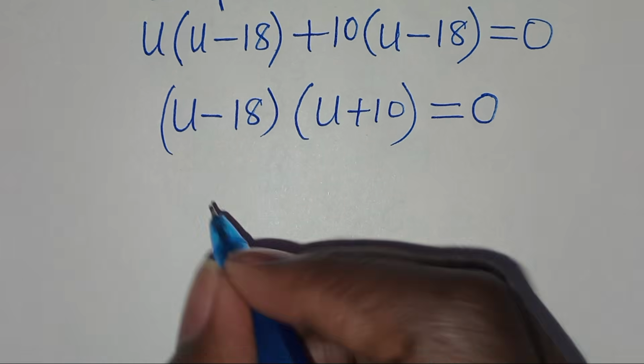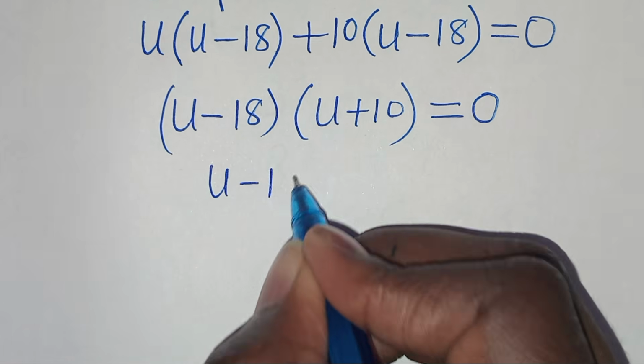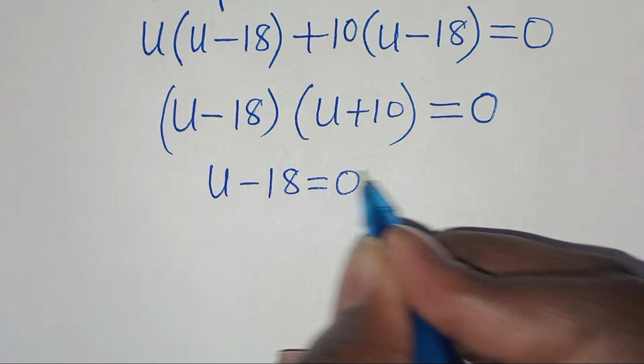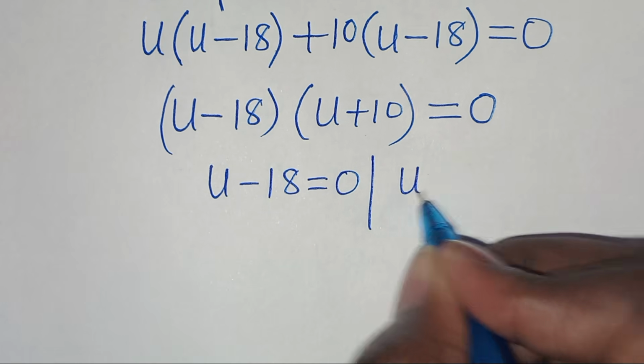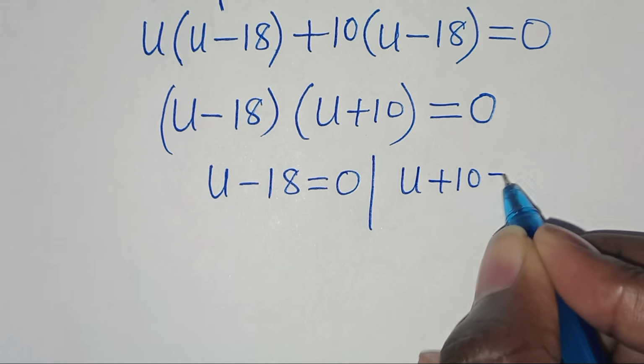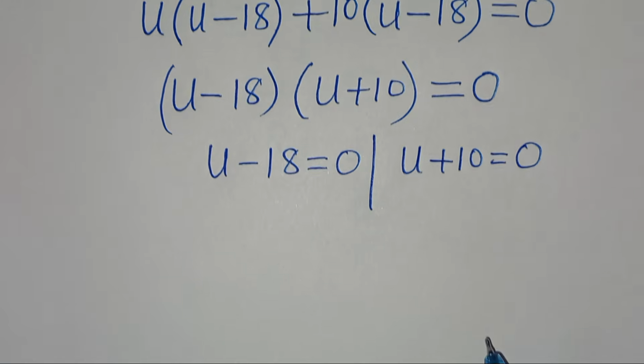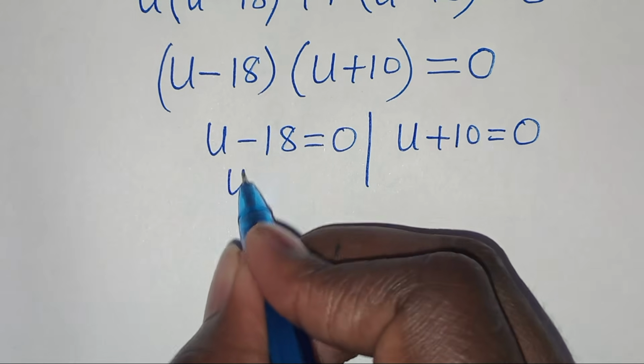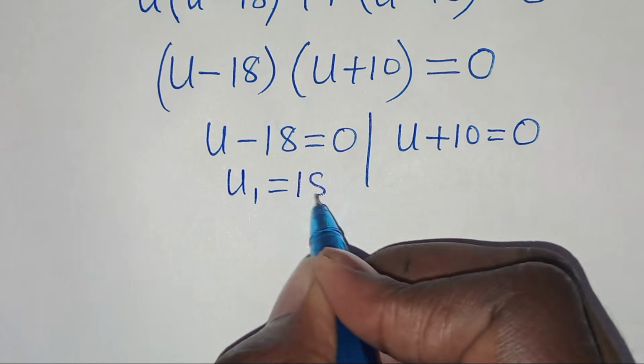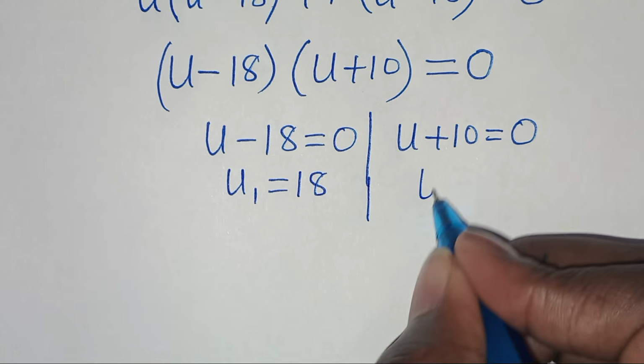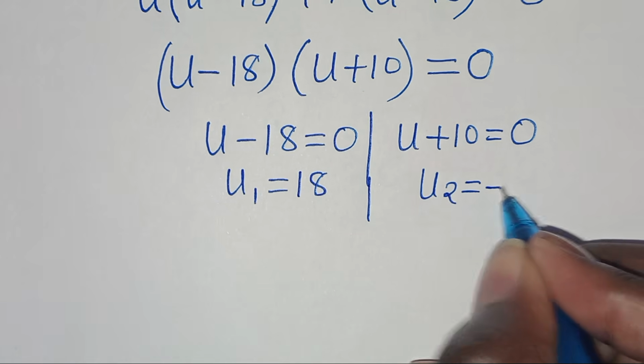So this implies that we have u minus 18 equal to 0, then we have u plus 10 equal to 0. So we have u1 equal to 18, and we have u2 equal to minus 10.